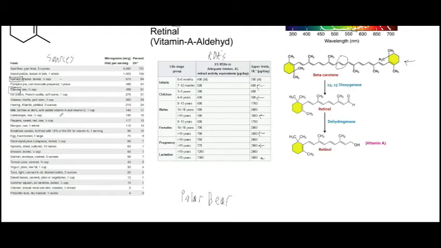I'm not going to go through this whole list. Like I said, I just got these from Wikipedia, so if you're interested, you can look that up on your own.